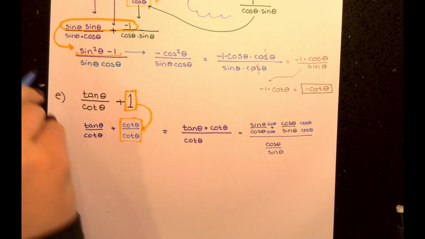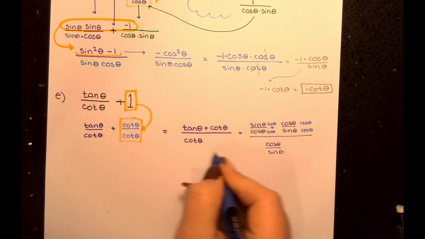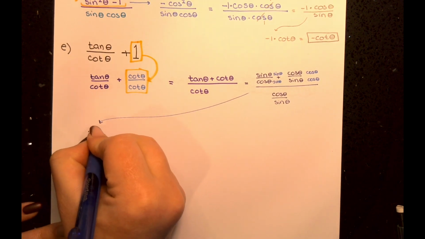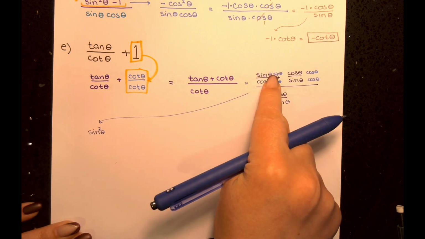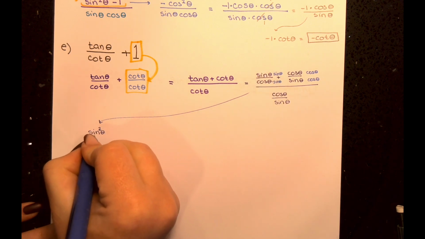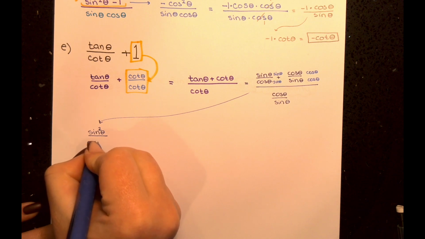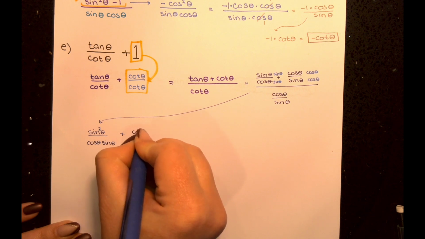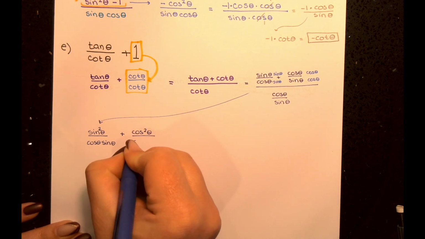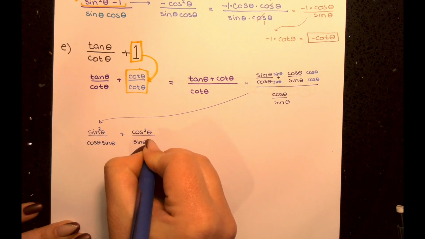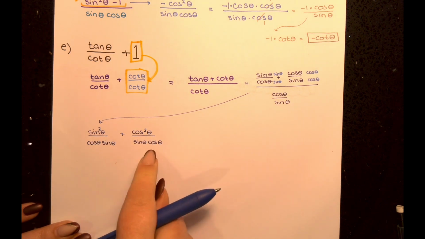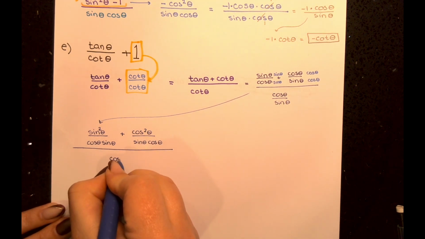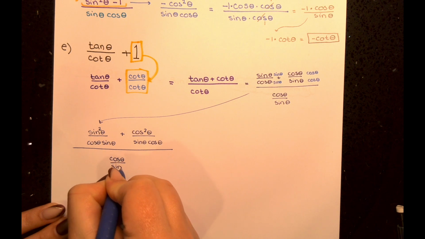So I'm working with the numerator only. In the numerator, we have sine of theta squared, sine squared of theta, sine times sine, over cosine of theta times sine of theta, plus cosine times cosine is cosine squared of theta, over sine of theta, cosine of theta. Now I did rearrange these, but these are exactly the same. All over cosine of theta over sine of theta.